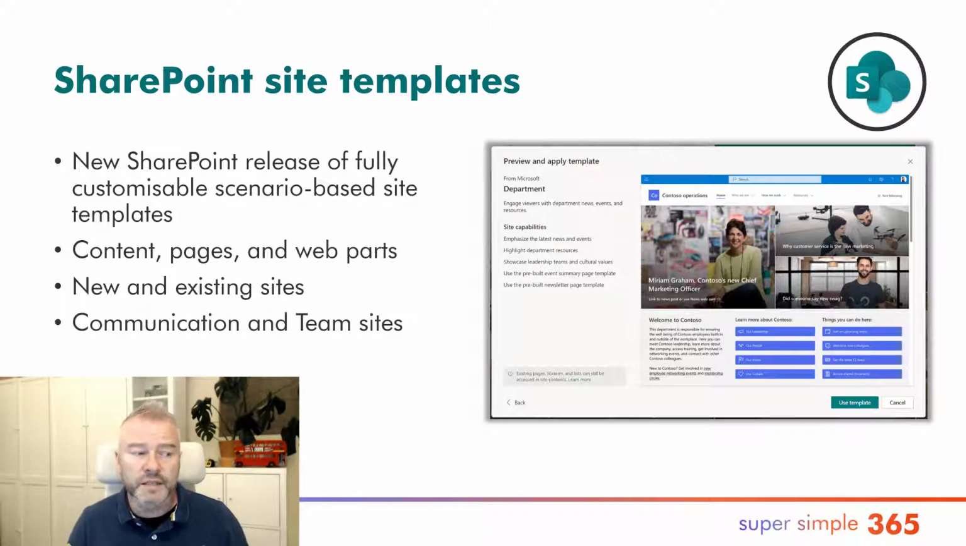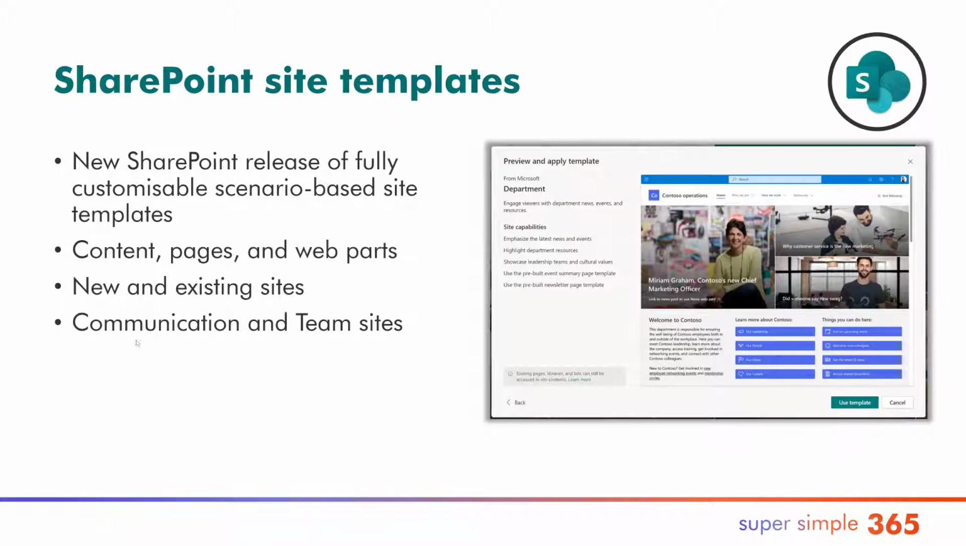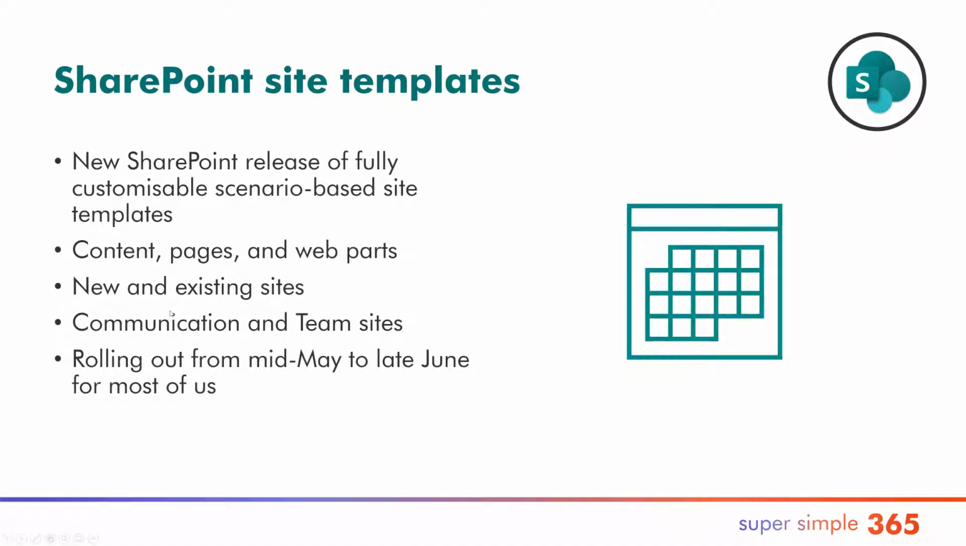The team site templates, so we have event planning. With the event planning, remember I told you last week about the images for the event web part coming through as well, so that will happen at about the same time, I guess. Project management, training and courses, training and development, and team collaboration. You can look out for this from mid-May to late June, so not for a month or so, and then it's got a 6-week rollout.